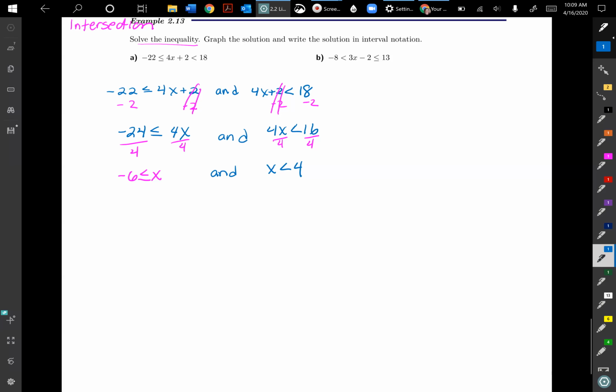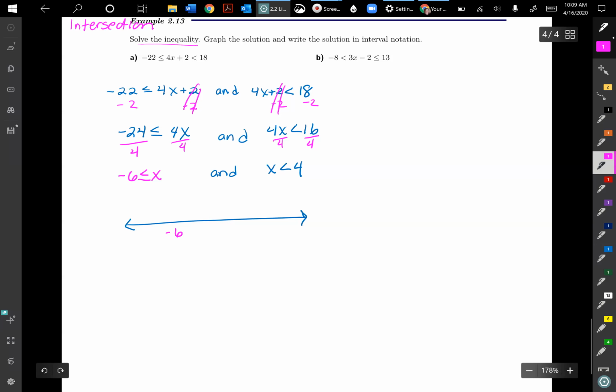When I graph it, I'm going to want to write in my -6 down here and my 4 up here, and 0 somewhere in the middle there. Then we want to include the -6. So we have -6, and then we have everything greater than -6. I'll write that above here.